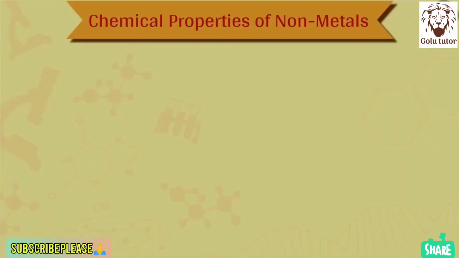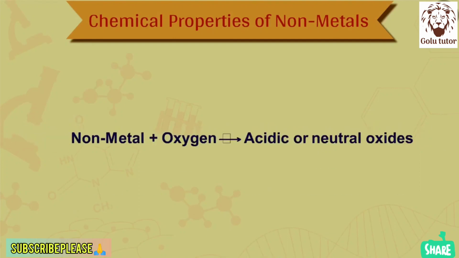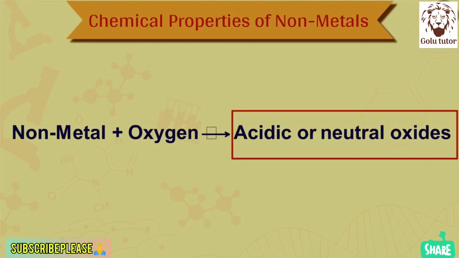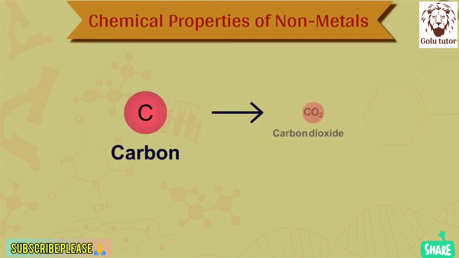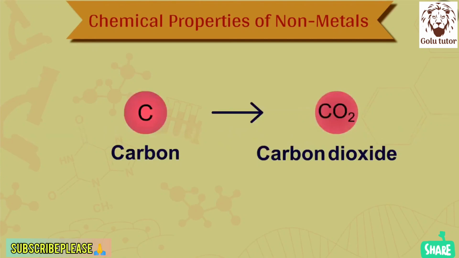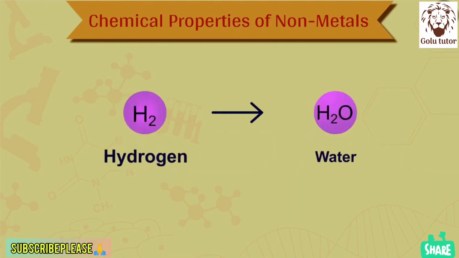The first chemical property of nonmetals that we are going to discuss is the reaction of nonmetals with oxygen from air. Nonmetals react with oxygen to form acidic oxides or neutral oxides. Carbon forms an acidic oxide, carbon dioxide. Sulfur forms an acidic oxide, sulfur dioxide. And hydrogen forms a neutral oxide, water, H2O.